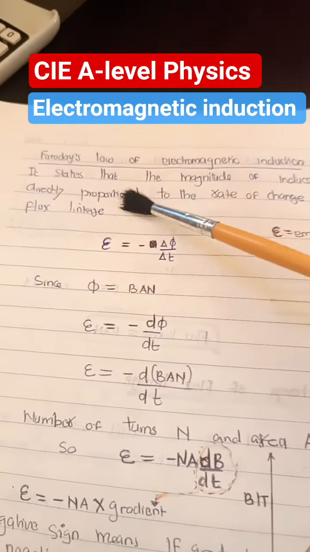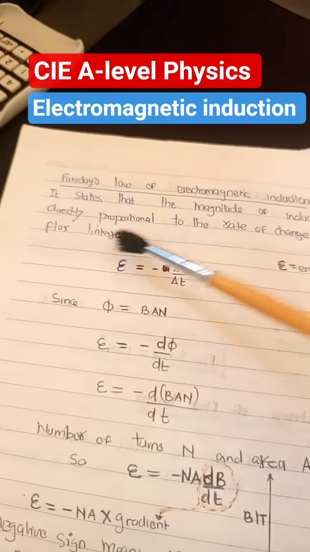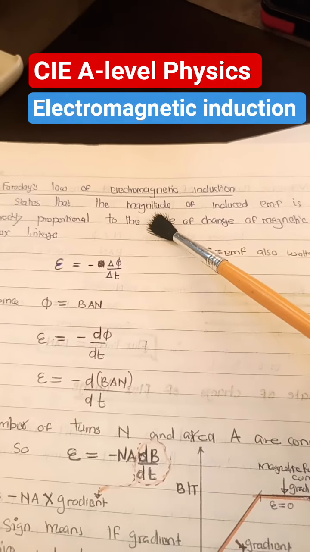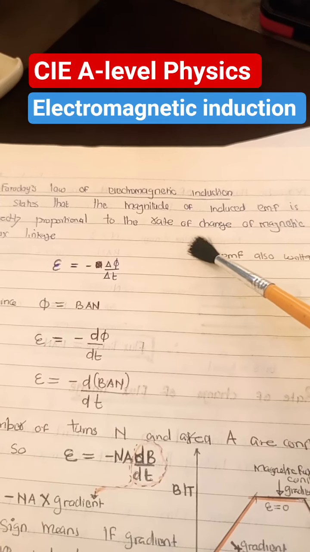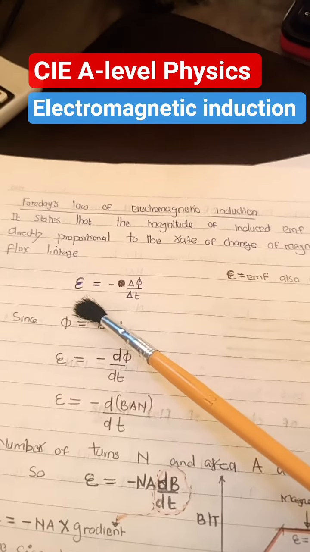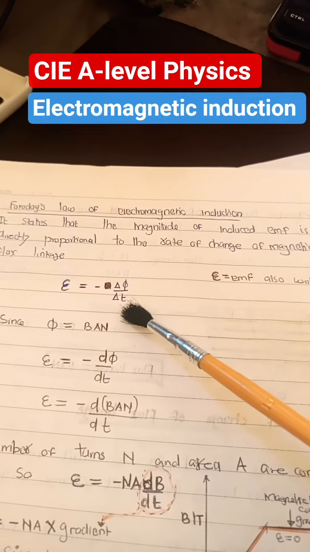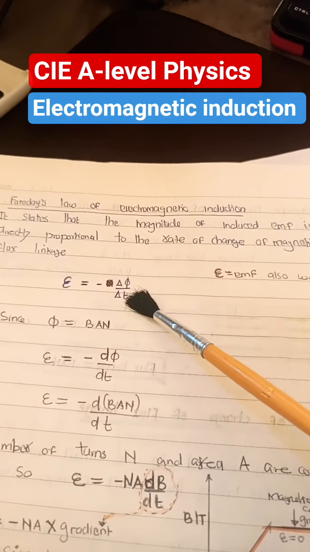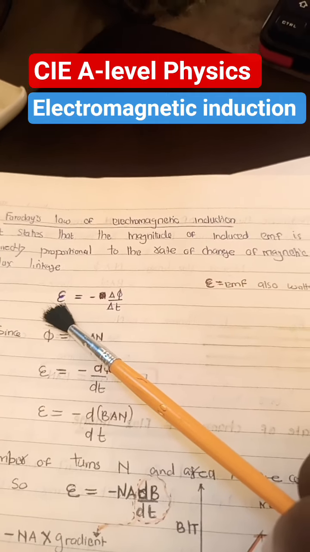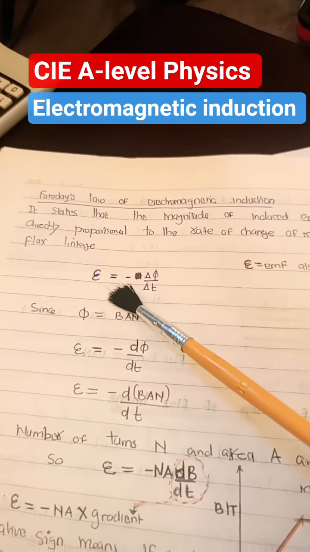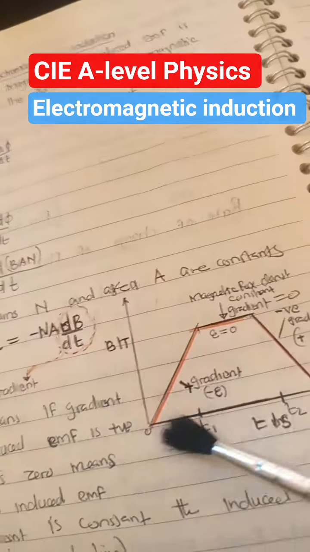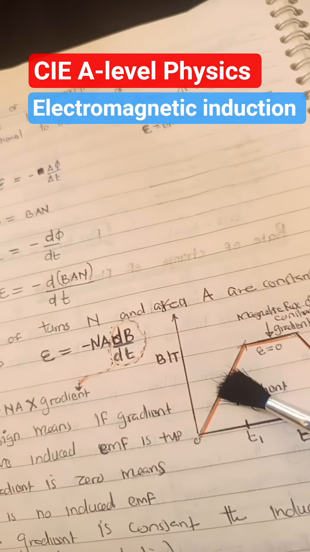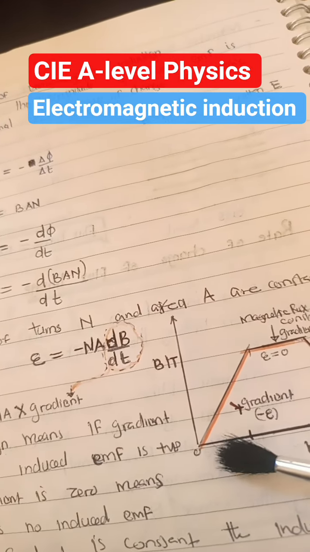Now, having looked at that, you need to understand Faraday's law of electromagnetic induction, which states that the magnitude of induced EMF is directly proportional to the rate of change of magnetic flux. So which means that the rate of change of magnetic flux is equivalent to the EMF induced. But the negative sign is telling you that if the gradient of this one is positive, it means the EMF is going to be negative.